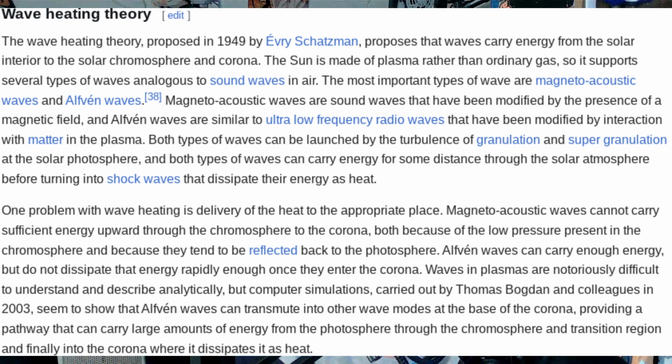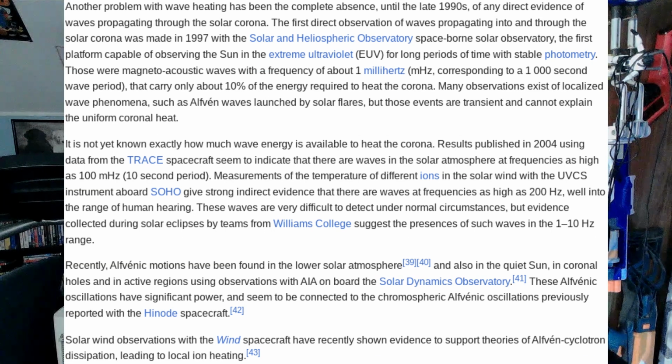It proposes that waves carry energy from the solar interior to the solar chromosphere and corona. The sun is made of plasma rather than ordinary gas, so it supports several types of waves analogous to sound waves in the air. Magnetoacoustic waves are sound waves that have been modified by the presence of a magnetic field, and Alfvén waves are similar to ultra-low frequency radio waves that have been modified by interaction with matter in plasma.